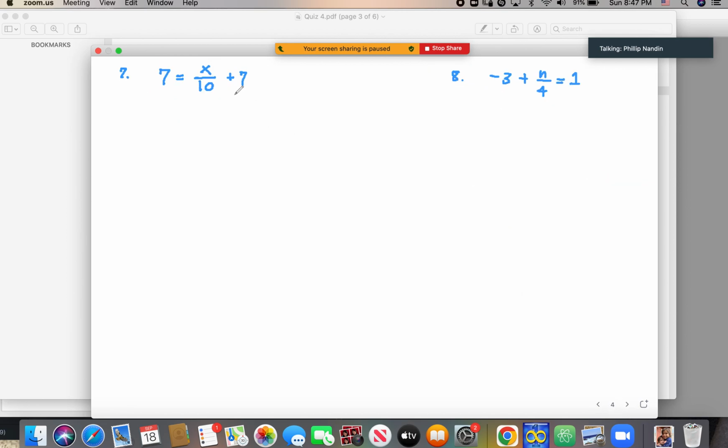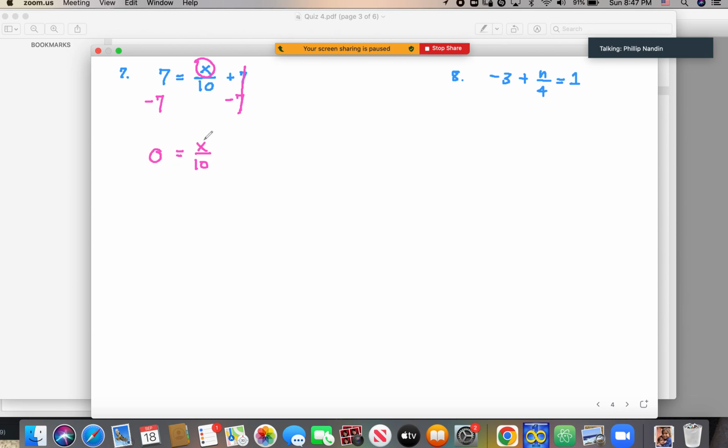Okay, now, similarly, you want to get x by itself. You work your way from the furthest from x, which is this positive 7. So I minus 7 on both sides. And this is a tricky case, right? 7 minus 7 is 0. I'm left with x over 10 in this case. And then 7 minus 7 is 0 over here. Now that's fine. Don't get scared.